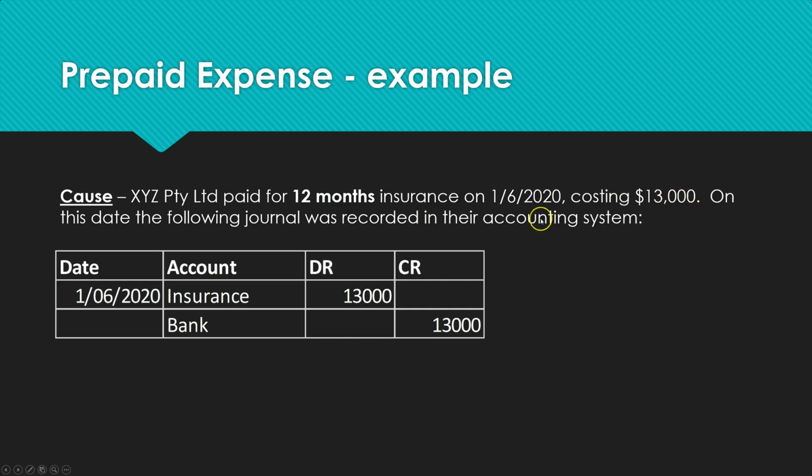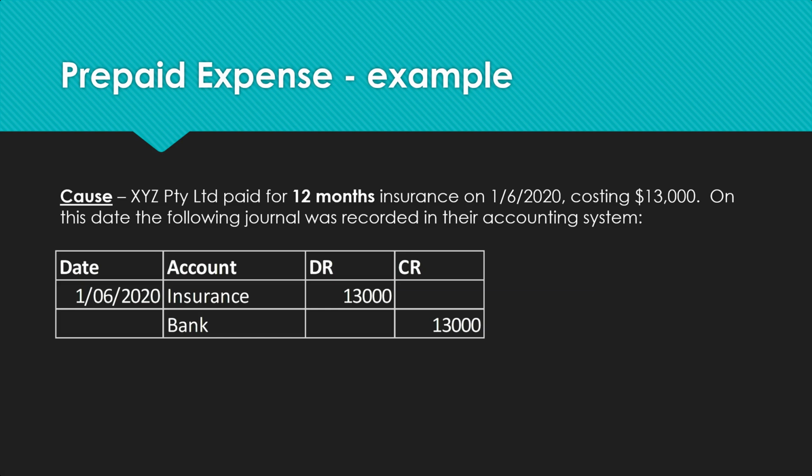Now, when that came through the accounting system, so it might have been a bank feed, and they might have put it to insurance expense at that point, on this date, the following journal was recorded in the accounting system. So notice they didn't think about it being prepaid. They just recorded insurance expense as a debit and bank as a credit for the full amount. And that's the typical approach to these sort of expenses.